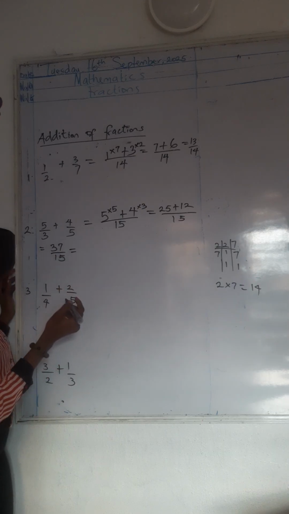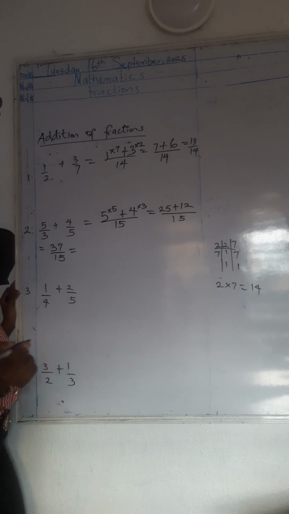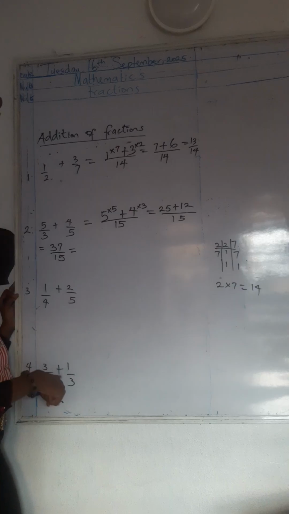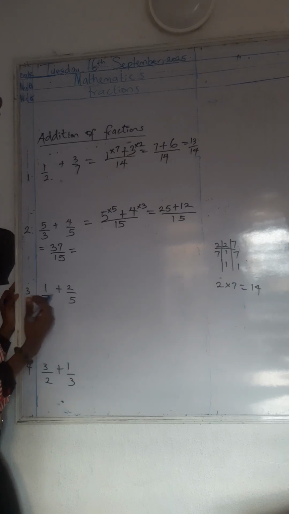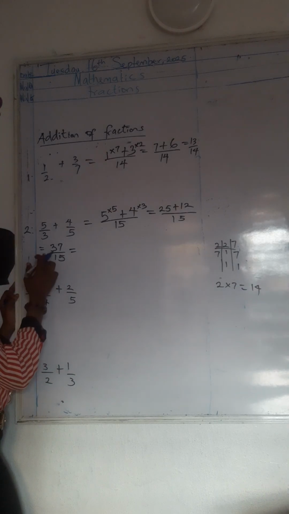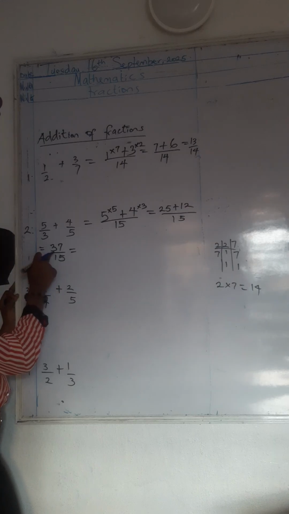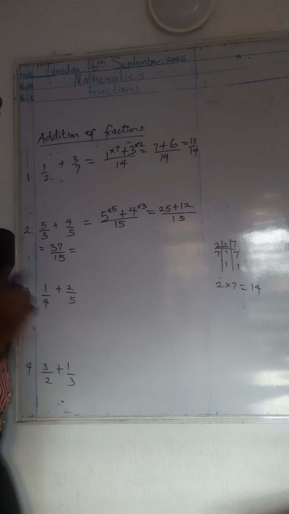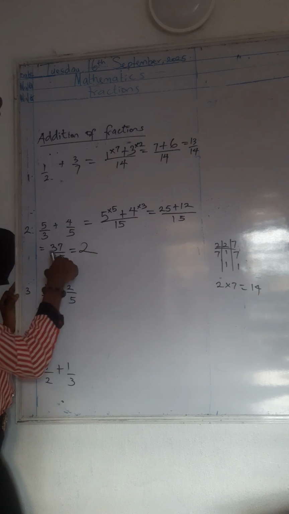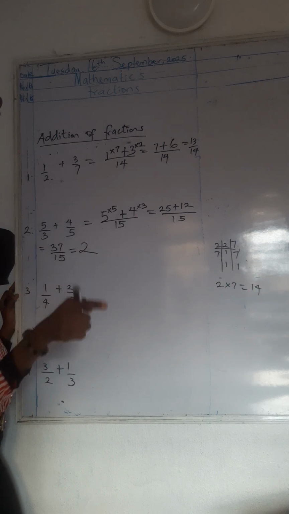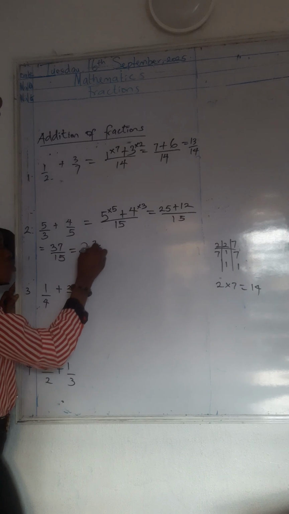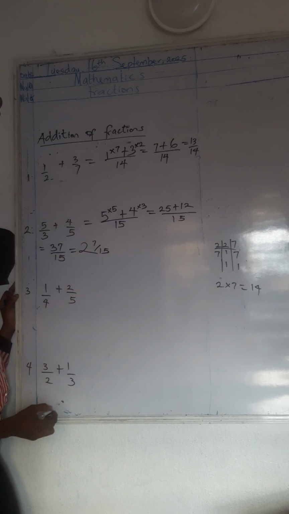Now, this is an improper fraction. I need to take it to a mixed fraction. Remember what I taught you when we were working with fractions with common denominators. Now we have 37 over 15. I'll change this to a mixed fraction. How many 15 can I see in 37? Of course, you know, 15 times 2 is 30. 37 minus 30, we have 7 over 15.